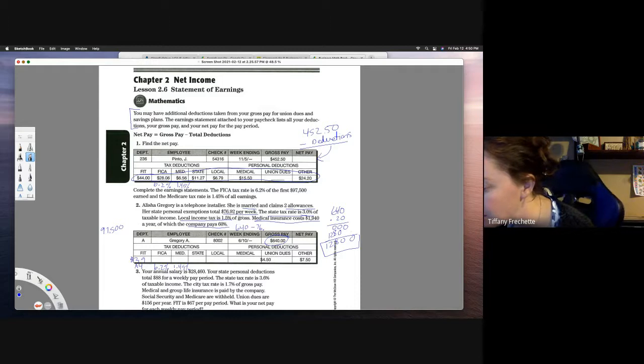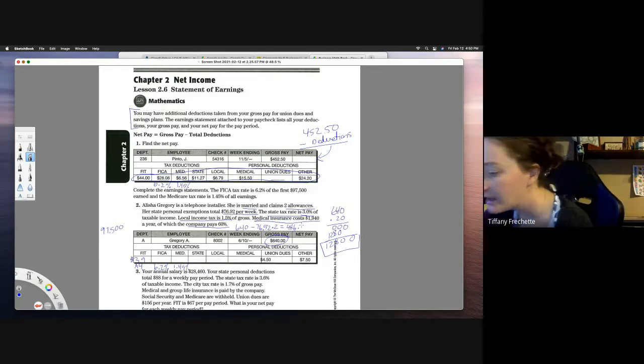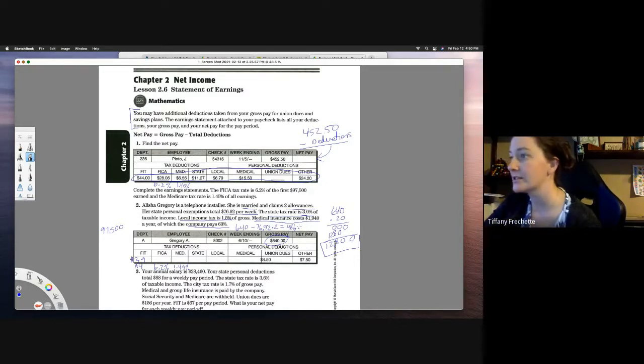So she has 76.92. Let me see, how many does she have? 2 of them. Oh yeah, because 2 allowances. Silly me. So she gets 2 allowances. So for each allowance, I get to take $76.92 away. That's not taxable for the state tax right now. So we're subtracting this amount from the 640. So her state taxable income is $486.10, it looks like.